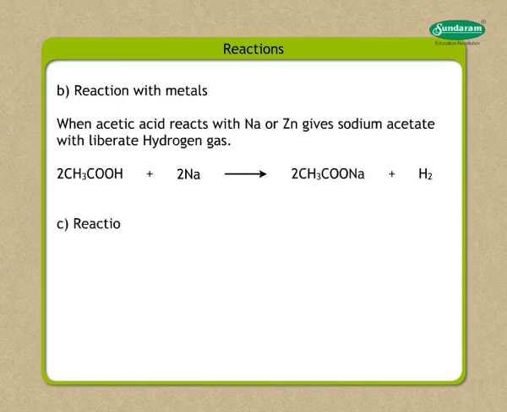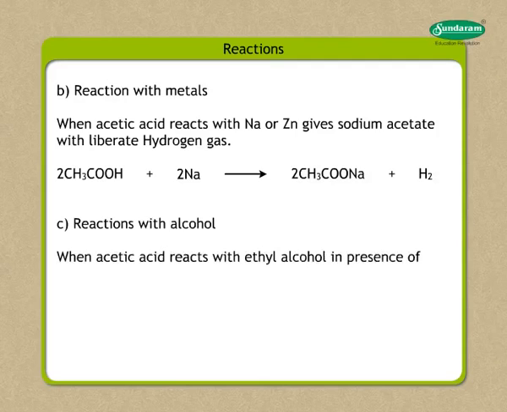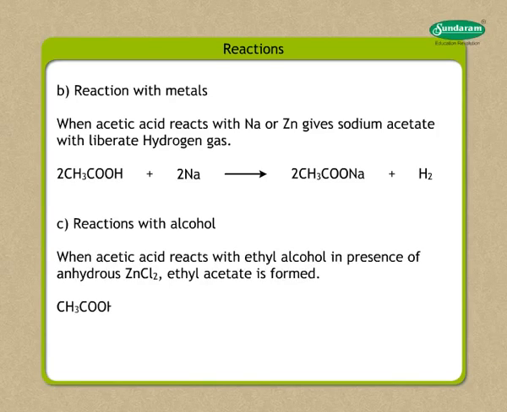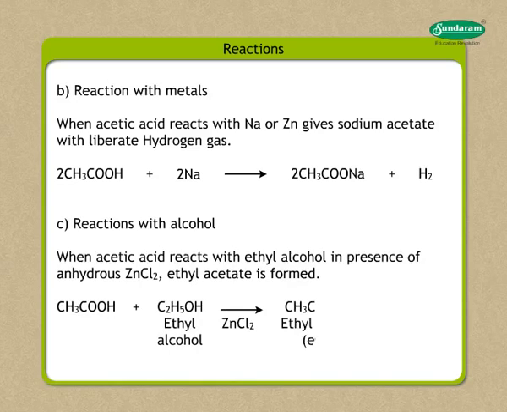C. Reaction with alcohol. When acetic acid reacts with ethyl alcohol in presence of anhydrous zinc chloride, ethyl acetate is formed. CH3COOH plus C2H5OH, ethyl alcohol, in presence of ZnCl2 gives CH3COOC2H5, ethyl acetate ester, plus H2O.